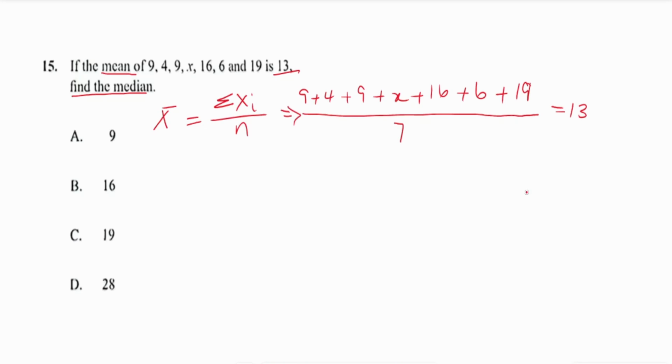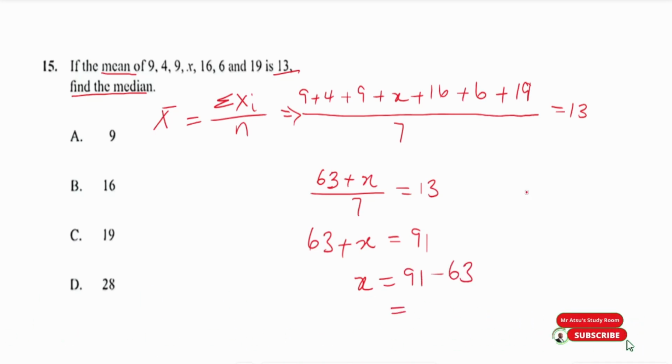Working this further, we're going to add all the numbers here, and that gives us 63 plus x, and that divided by 7 will be equal to 13, right? Multiplying both sides, or cross multiplication, we're going to have 63 plus x equal to 13 times 7, which is 91. Then subtracting 63 from both sides, we're going to have x equals 91 minus 63, which is 28. It means that the missing number here is 28.